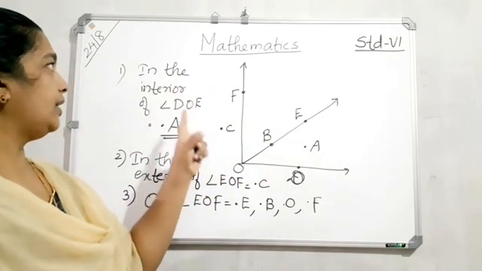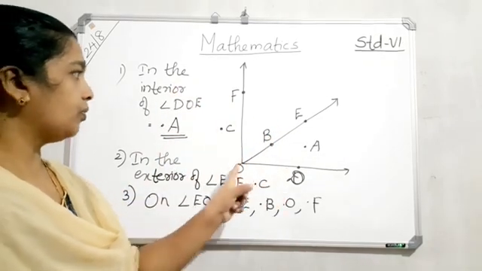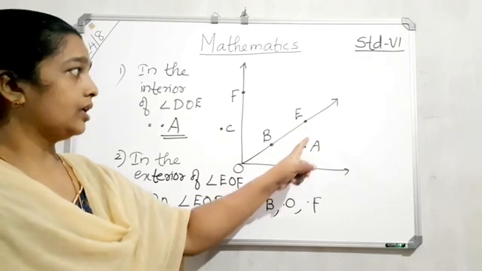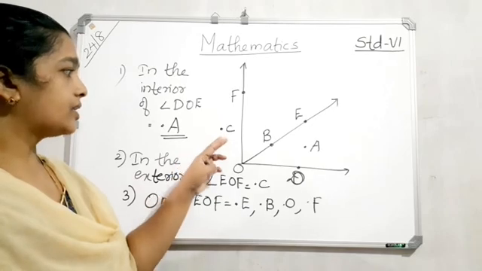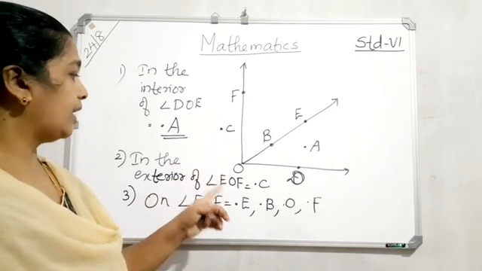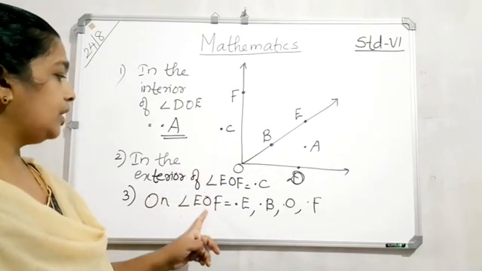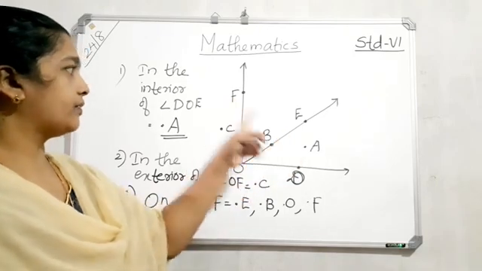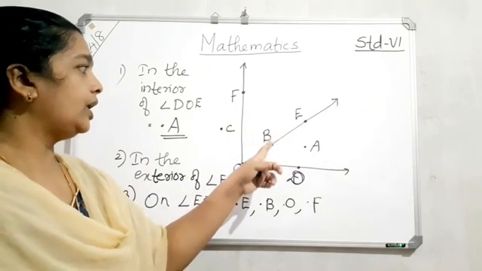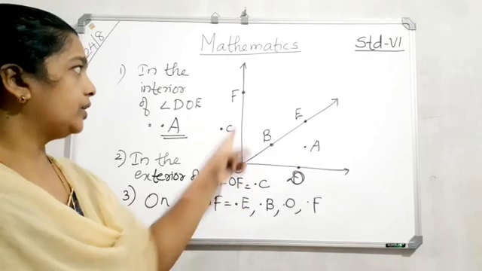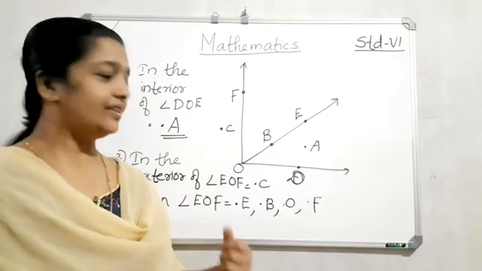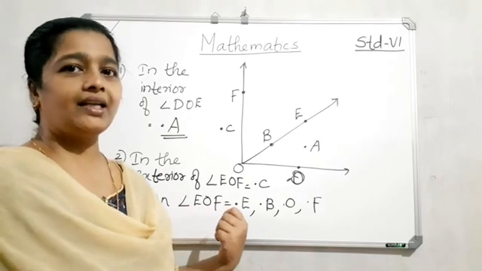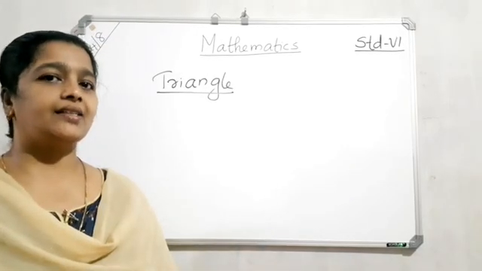Once more, in the interior of angle DOE is the interior point, and in the exterior is one point only. Next, on angle EOF there are 4 points: point E, point B, point O and point F are the 4 points on angle EOF. Clear?